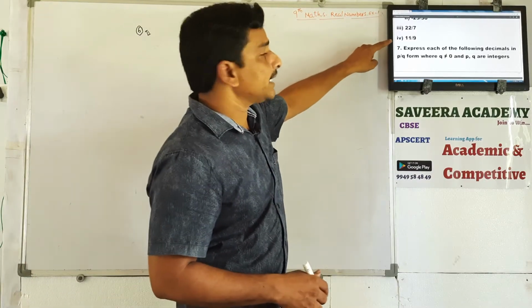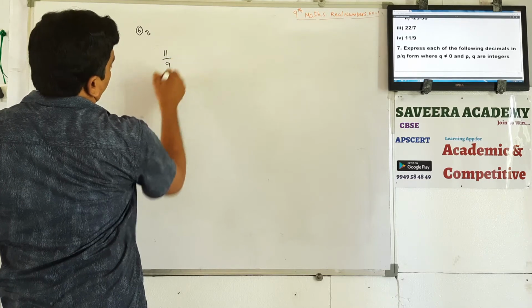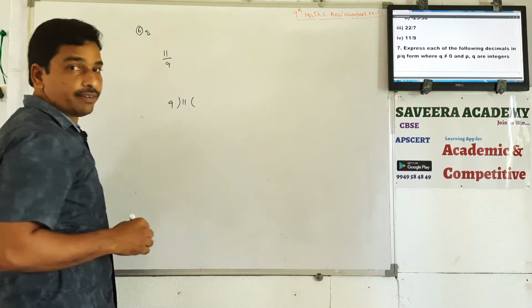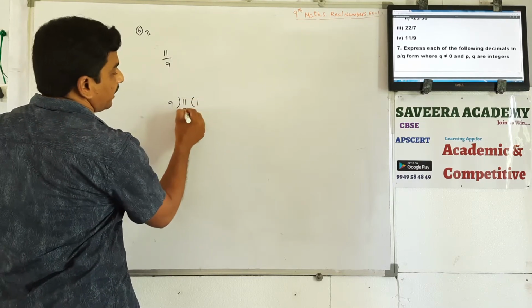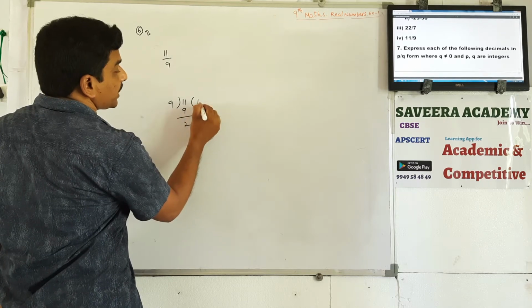Okay, let us see the fourth sum, 11 by 9. So here 11 with 9. 1 nine is 9, 2 is the remainder. 9 will not go, so put the decimal point.